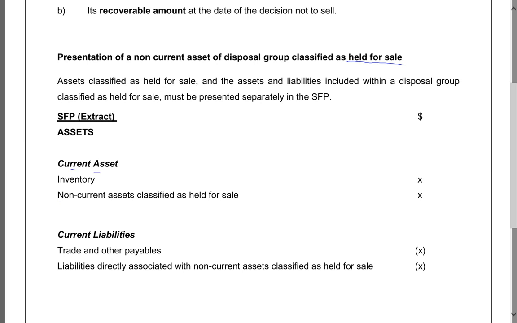Non-current asset held for sale is a land, a building, or a disposal group. If there's an associated liability, which is normally under non-current liability, like my loan, if I intend to sell, I classify it as current liability. The loan will be classified also as current liability. Okay, now, this is for non-current asset held for sale.